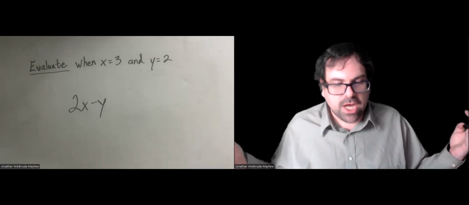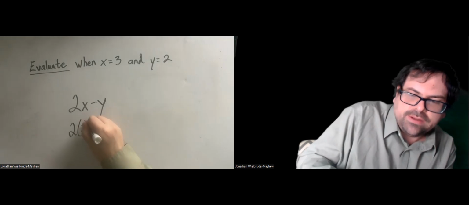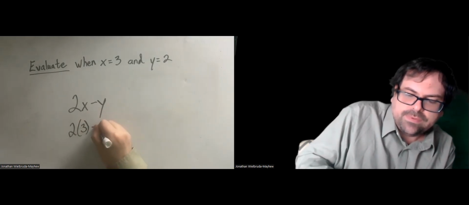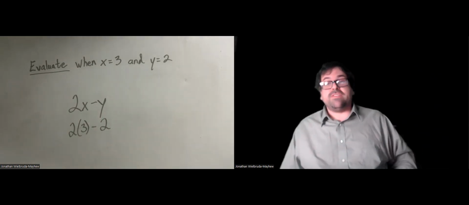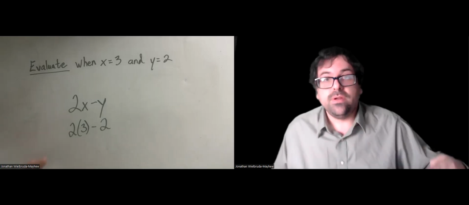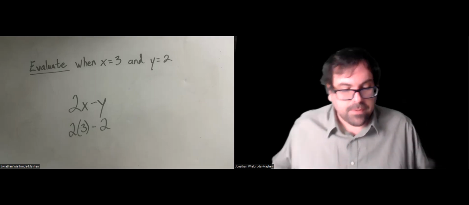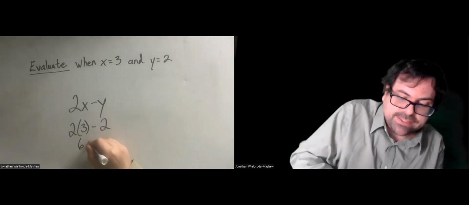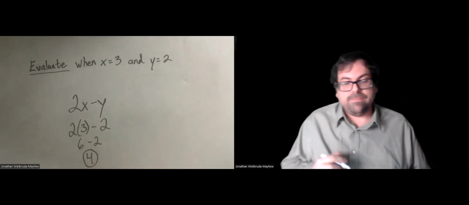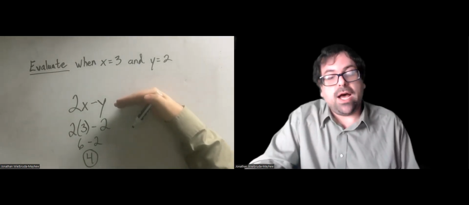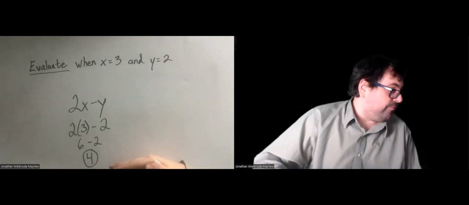What does this have to do with what we're talking about today? Well, once we plug the values in, we have to follow order of operations to continue to evaluate to an answer. Multiplication first, 2 times 3 is 6, minus 2, 6 minus 2 is 4. We just evaluated 2x minus y when x equals 3 and y equals 2 and got an answer of 4.